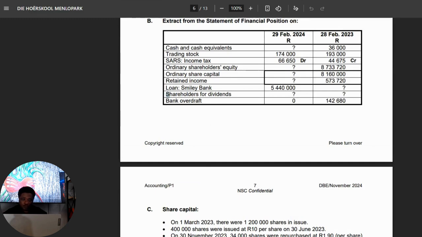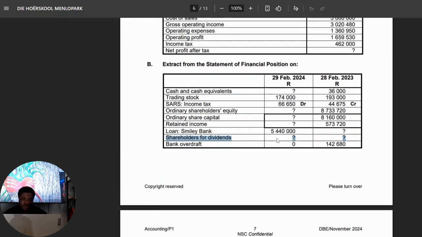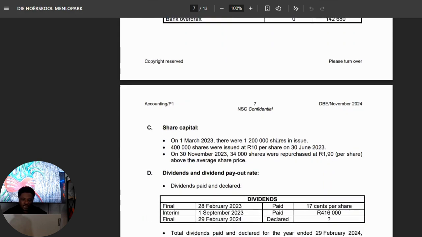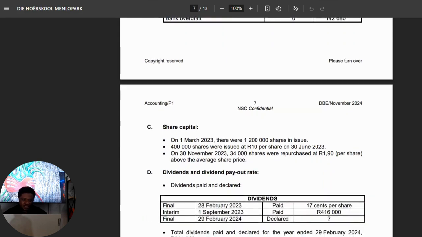So if you look at the information here, shareholders for dividends was not given. So this leaves us in the dark in terms of how much was actually paid out. But then the other thing they gave us is that this is 17 cents per share. So if you can figure out how many shares were in issue on that date, you can basically use 17 cents to multiply. And if you look at the beginning of the year, we started off with 1.2 million shares. So if you start off with those shares, then you must have closed off with those shares.